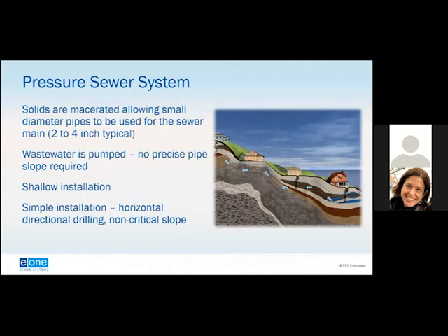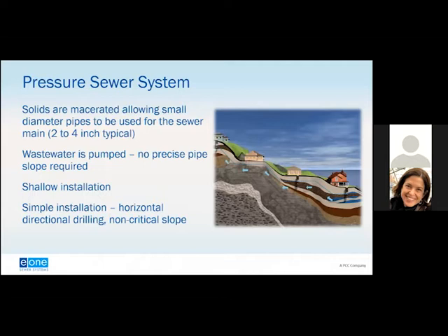Unlike a gravity sewer system, the wastewater in a pressure sewer is pumped. So you don't need that precise slope and minimum pipe diameter of 8 inches that you would have for a gravity sewer system. With a pressure sewer system, the pressure pipe can deviate horizontally and vertically, so that allows for a lot of flexibility in the pipe. It also allows for shallow installation. With the pressure sewer system, you're not excavating a deep trench with the constant slope that you would with a gravity sewer system, so you can install the pressure sewer just below the frost line.